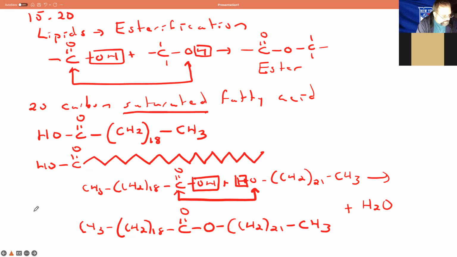So I think I just have one more. Sure. 1525 of that same page.